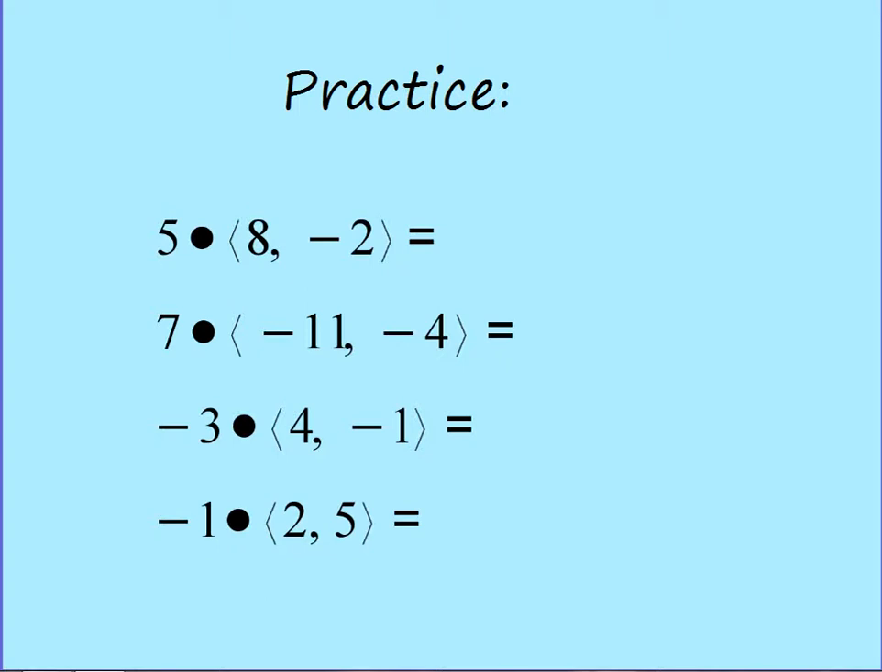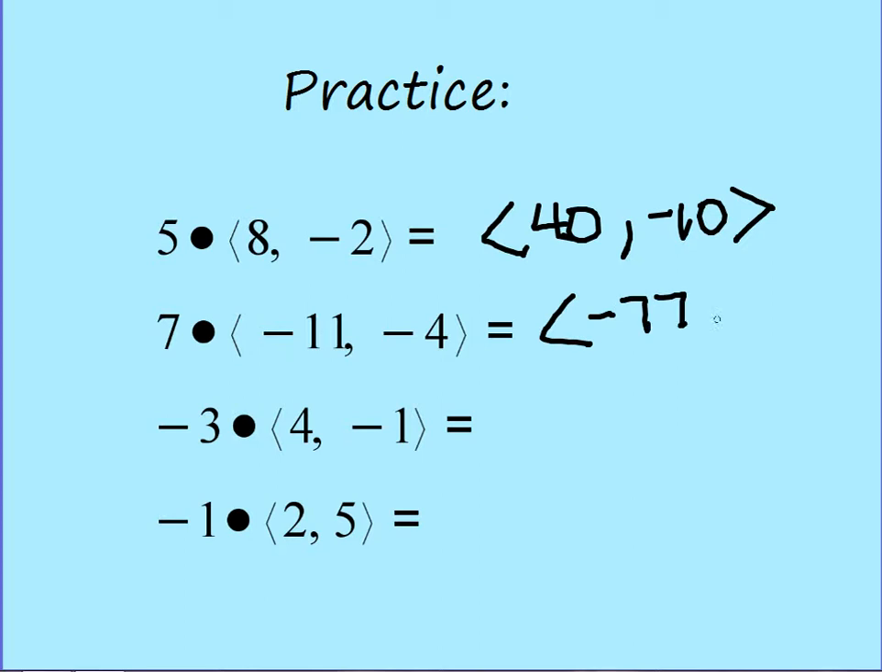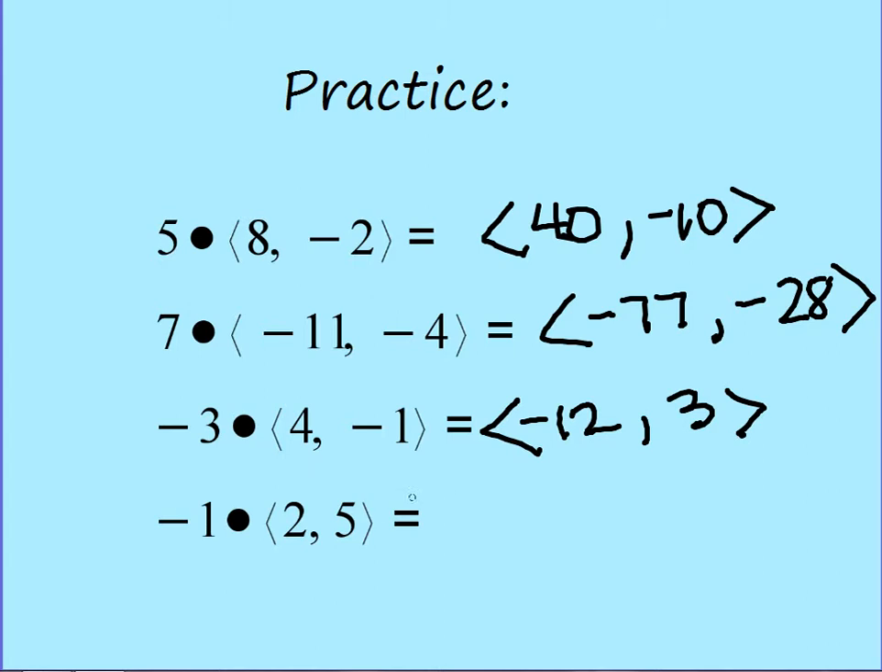So let's just do some quick practice. 5 of the vector 8, -2 is going to give me 40, -10. 7 of the vector -11, -4 will give me -77, -28. -3 of the vector 4, -1, remember that's going in the opposite direction, is going to give me negative 12 and positive 3. And finally, negative 1 of the vector 2, 5. That's only one vector going in the opposite direction. Gives me negative 2, negative 5.